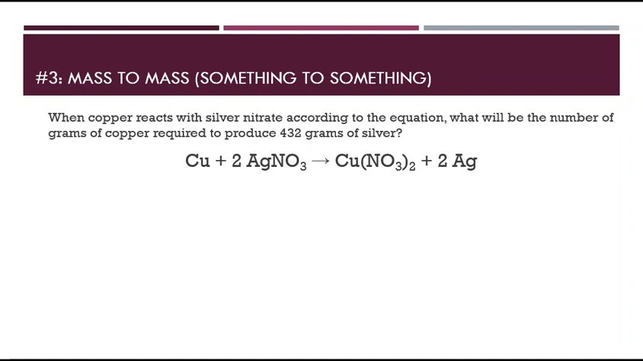So looking at this example, we have copper reacting with silver nitrate, that would be these two, okay? What will be the number of grams of copper required? So this is the one we're missing. We don't know how many grams that is. To produce 432 grams of silver. So this is the one that we know, 432 grams.